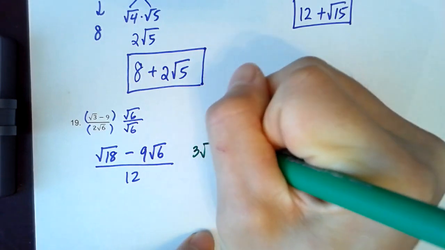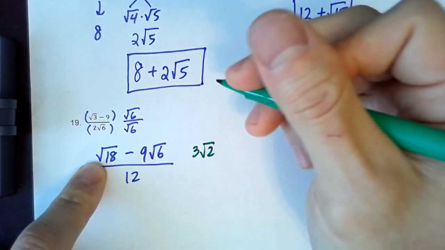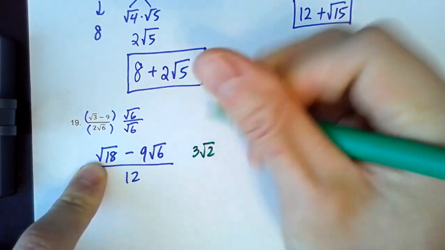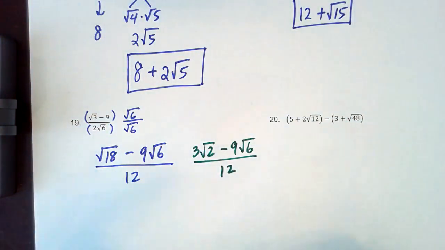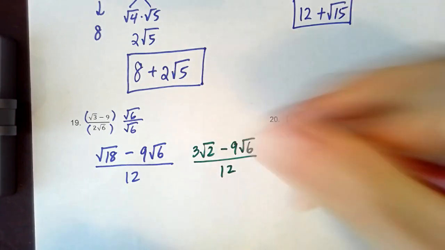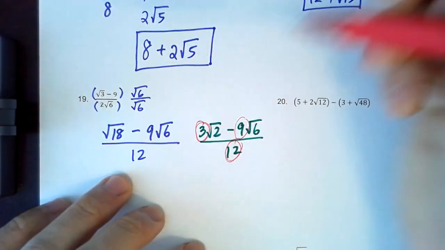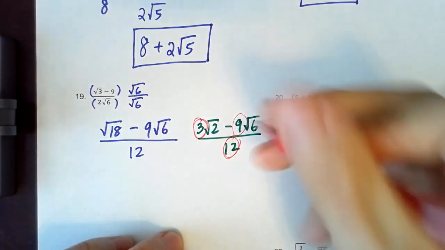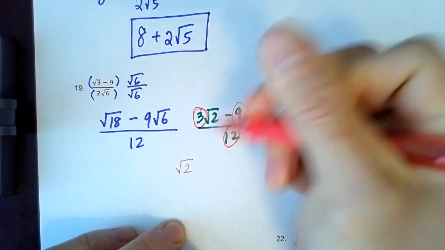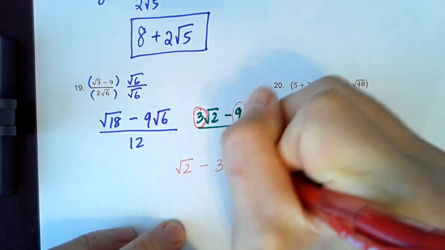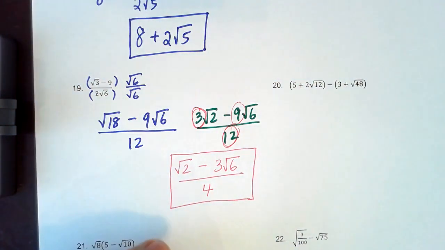I think at this point, you could even just say, we know that that's 3 square root of 2, because the square root of 18 is square root of 9 times square root of 2. So we know that that's 3 radical 2. And we know that this is minus 9 radical 6 all over 12. So then the final thing you have to do is you just have to simplify 3 over 12 and 9 over 12, right? 3 over 12 is 1/4, and 9 over 12 is also, you could just divide everything by 3. So you end up, the final answer is square root of 2 minus 3 rad 6 all over 4. Really, really good question.